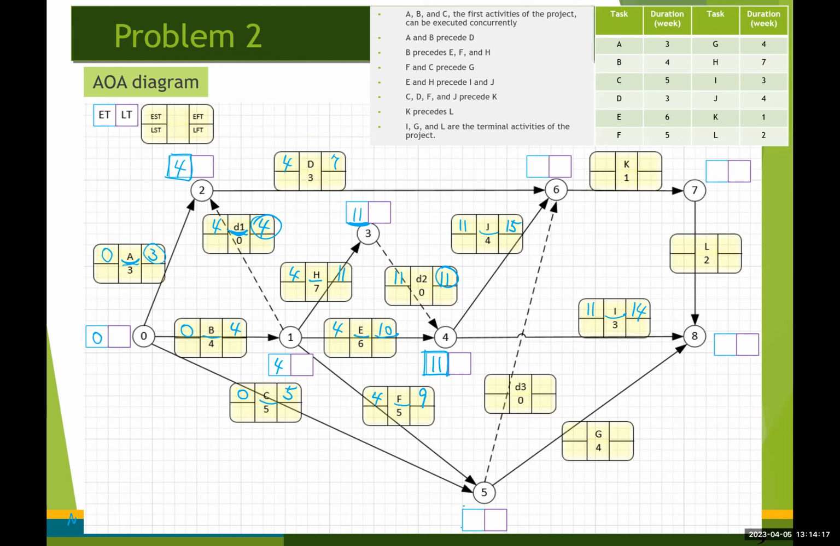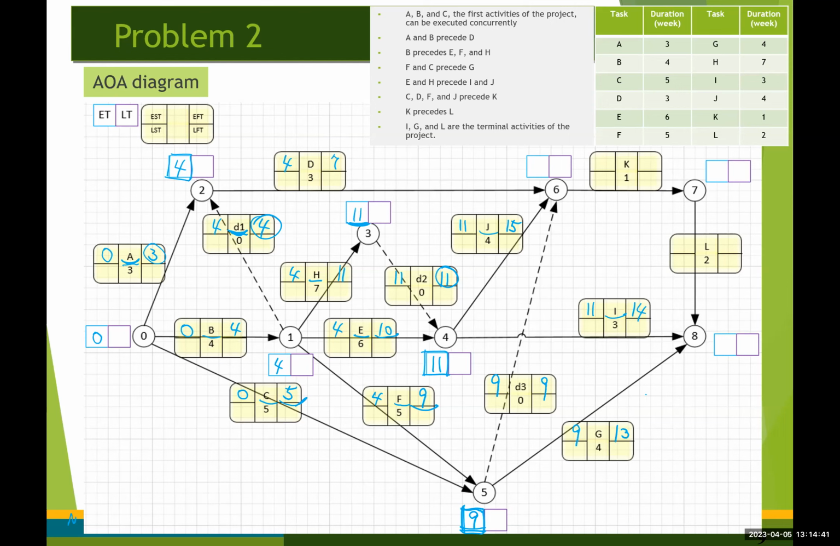And down here, we can determine the earliest time for event number 5. That's going to be the larger value between 5 and 9. So we have 9 down here. And then 9 plus 0, 9. 9 plus 4, 13. Like that, right?